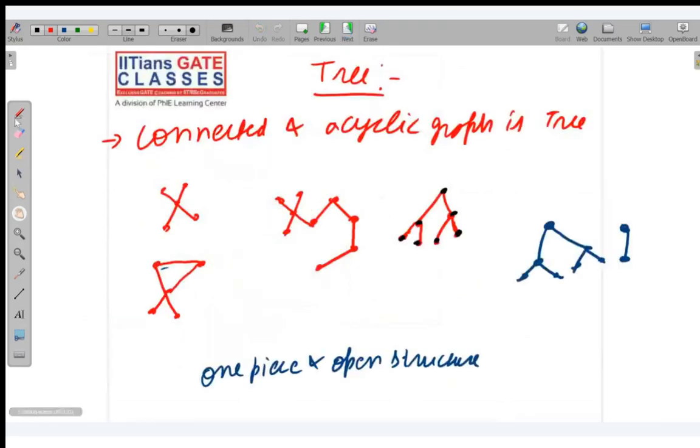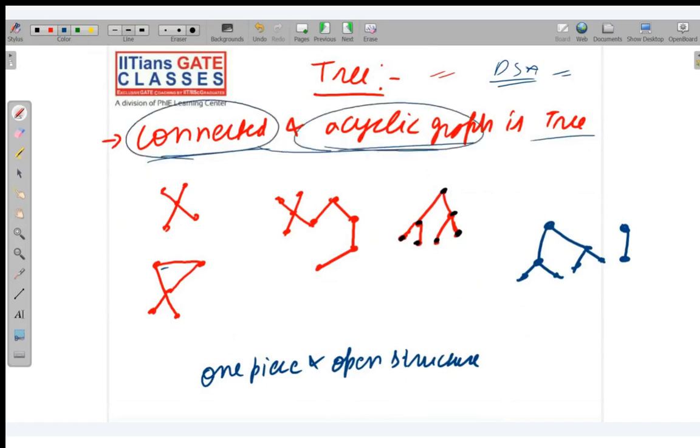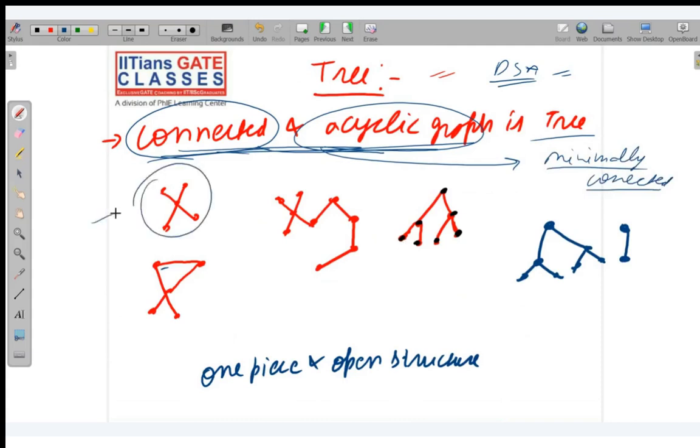Next, we are going to start the tree topic. You have studied trees in data structures and algorithms, so we will not dig deep into it. I will just give you a small overview related to graph theory only. A connected and acyclic graph is known as a tree. Connected and acyclic directly means minimally connected. Minimally connected means that even if I delete one of the edges, it will be disconnected and will not be a tree.